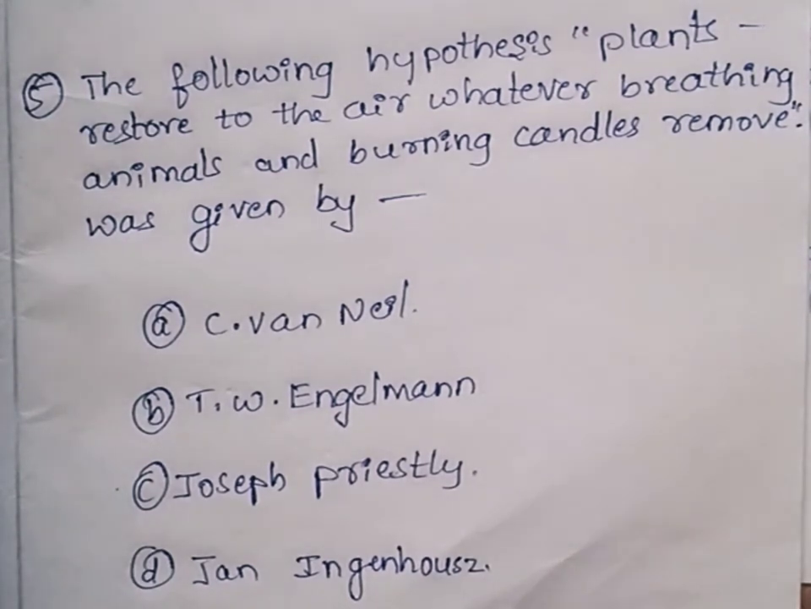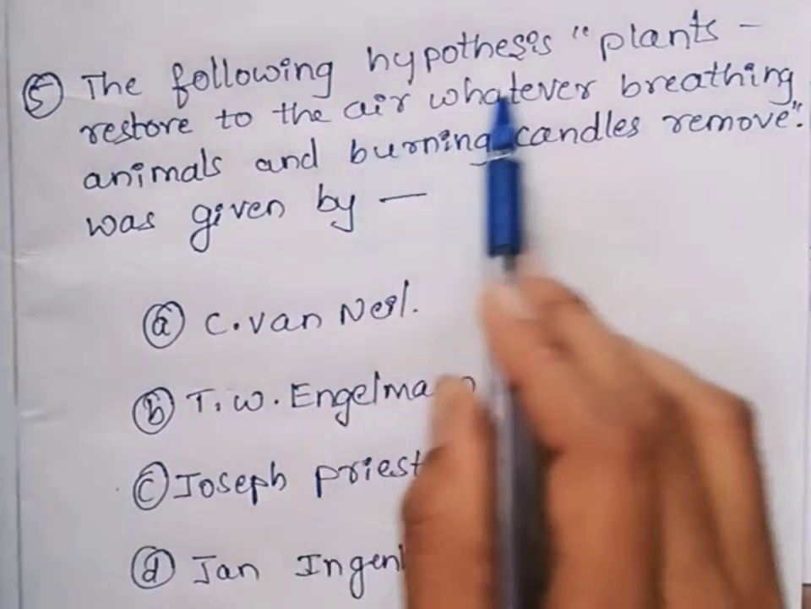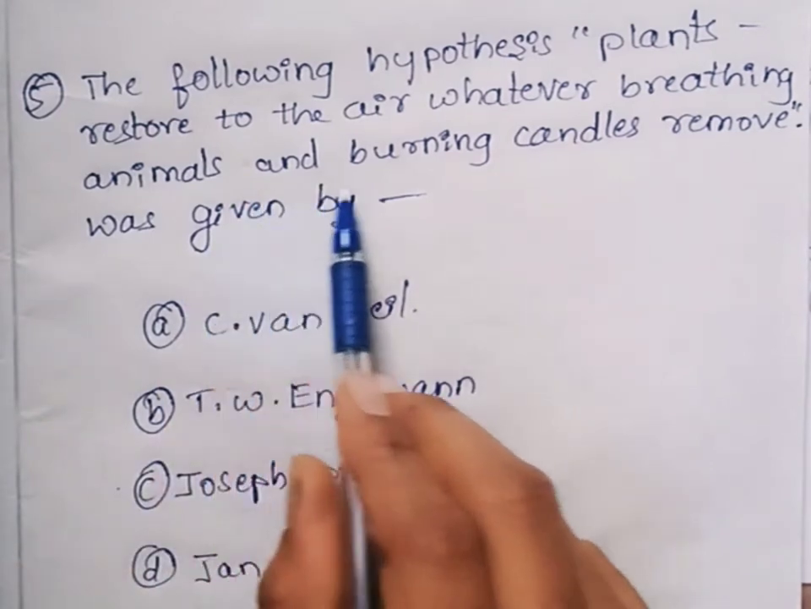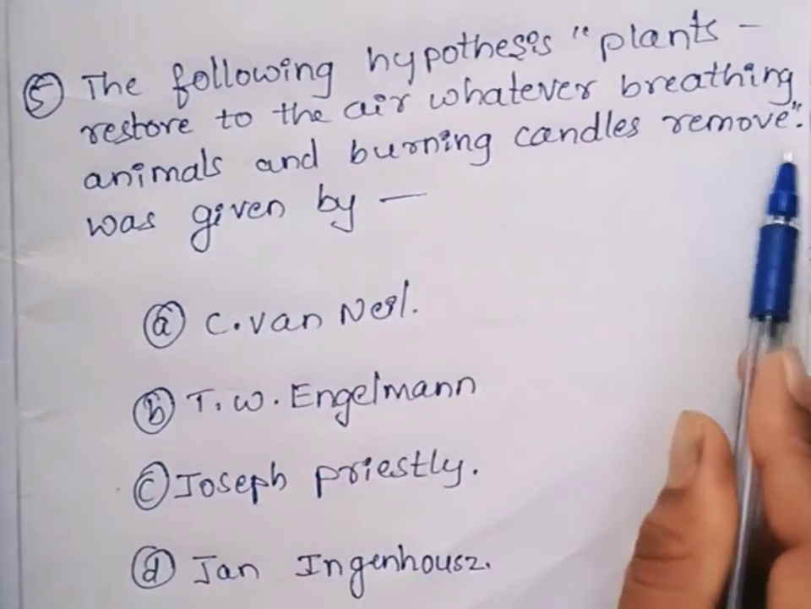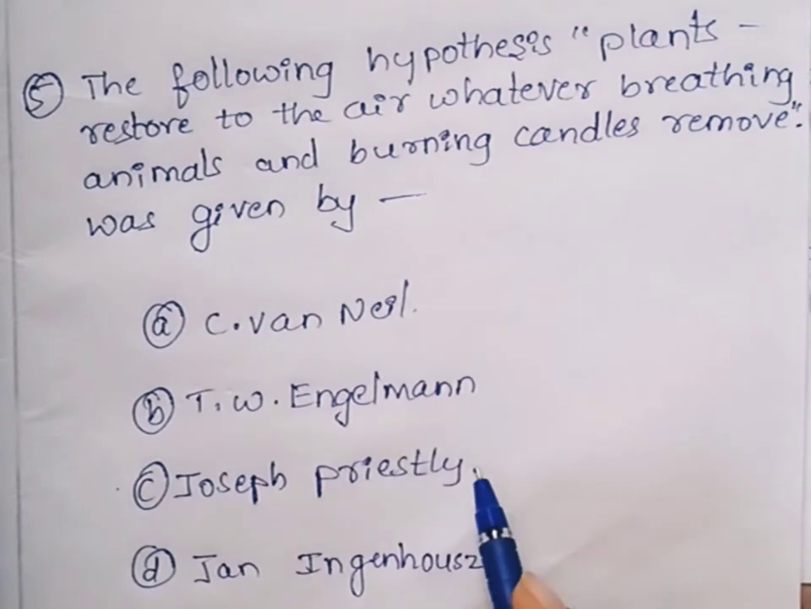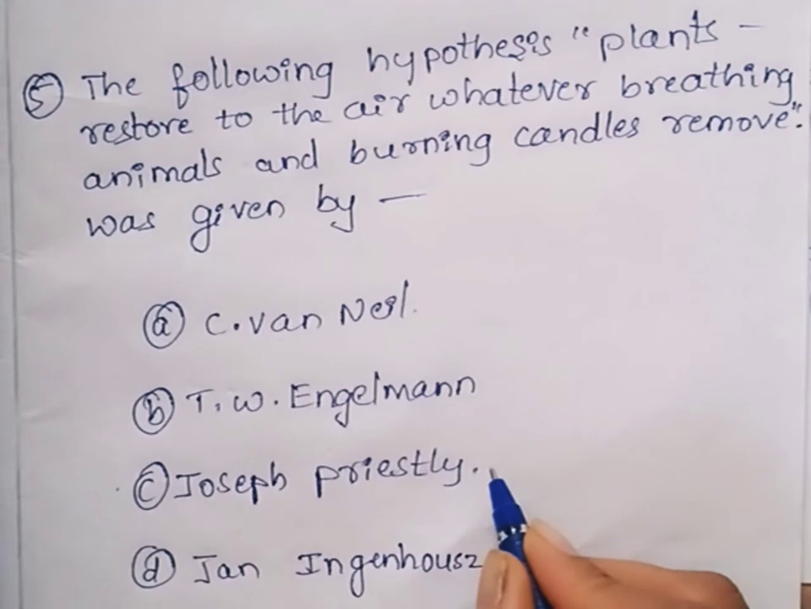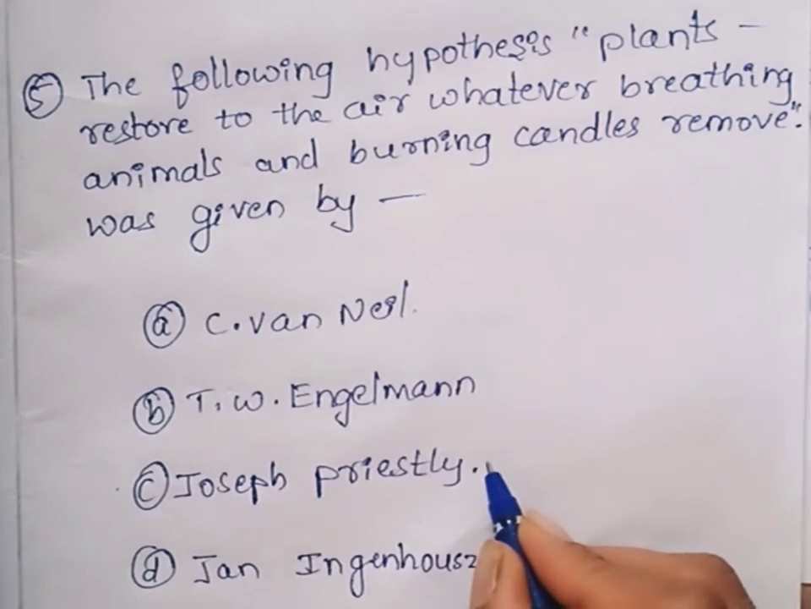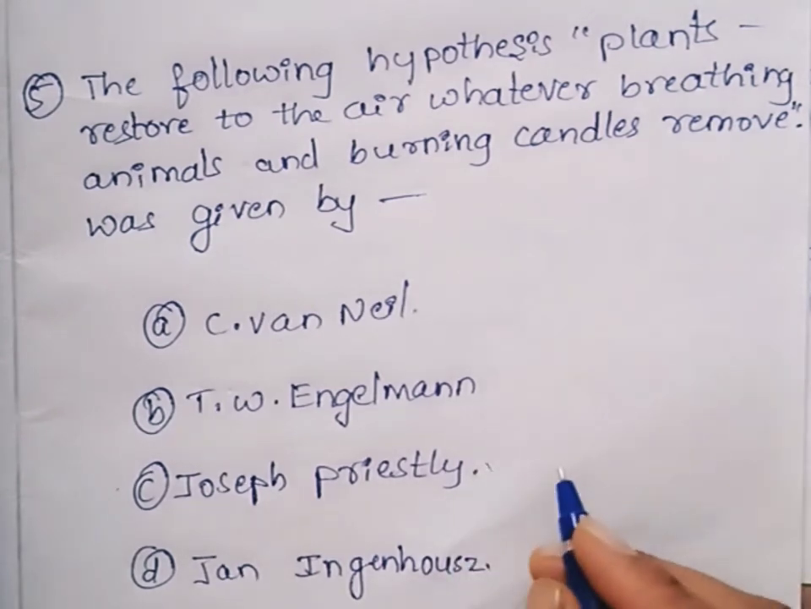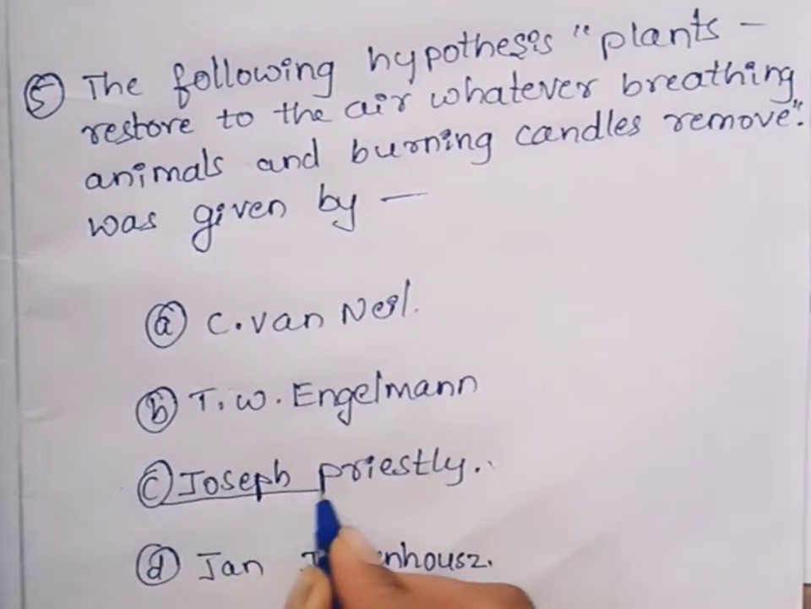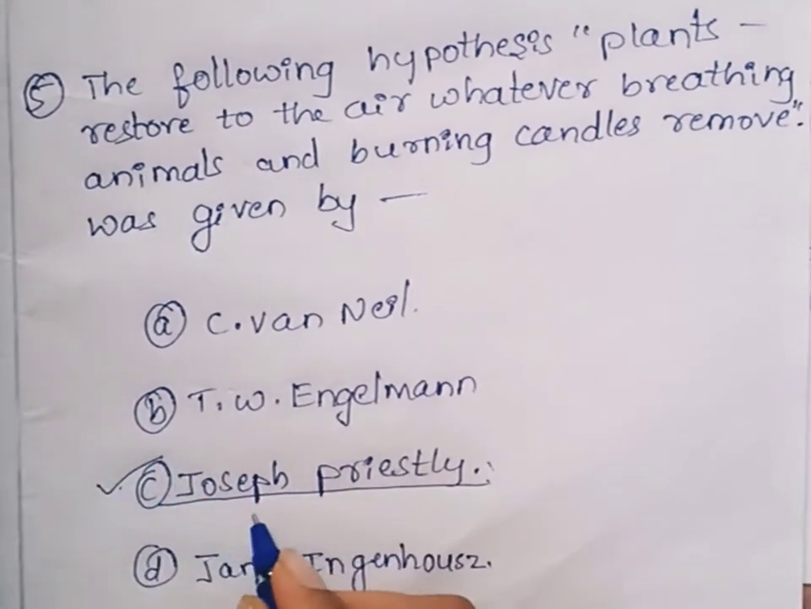So here in the question, the hypothesis: plants restore to the air whatever breathing animals and burning candles remove, was given by Joseph Priestley. Joseph Priestley conducted the bell jar experiment by using the mint plant, and he concluded that plants purify the air by taking the CO2 and by releasing the O2 molecule. So the right answer for this question is the third option, that is C option, that is Joseph Priestley.